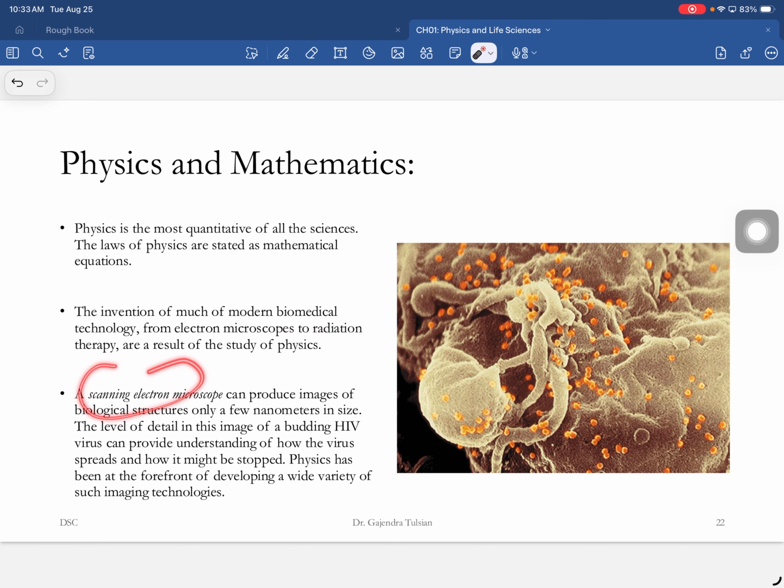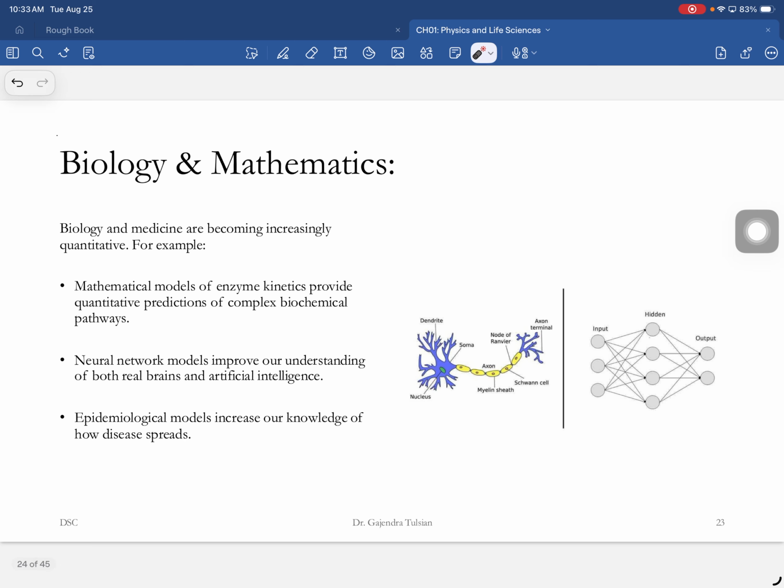So you saw how the scanning tunneling microscope works. Physics has been at the forefront of developing a wide variety of imaging technologies. Biology is also becoming increasingly quantitative. Mathematical models of enzyme kinetics provide quantitative predictions of complex biomedical pathways. Neural network models improve our understanding of both real brains and artificial intelligence.